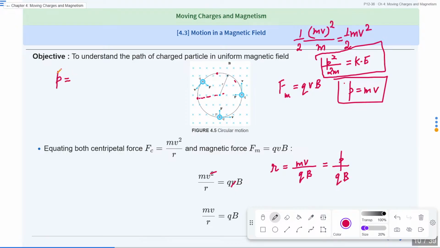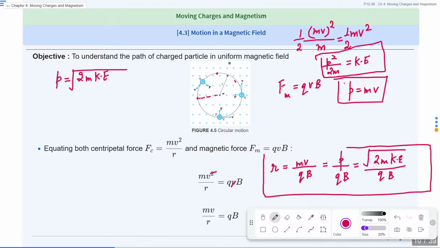So linear momentum is the root of 2m times kinetic energy. So we can write the radius as root of 2m kinetic energy by qB. Here m is the mass of the particle, q is the charge on the particle, B is the magnetic field, and kinetic energy. So these are some forms of expressions for the radius of the circular path of that charged particle in circular motion in the uniform magnetic field. Clear?